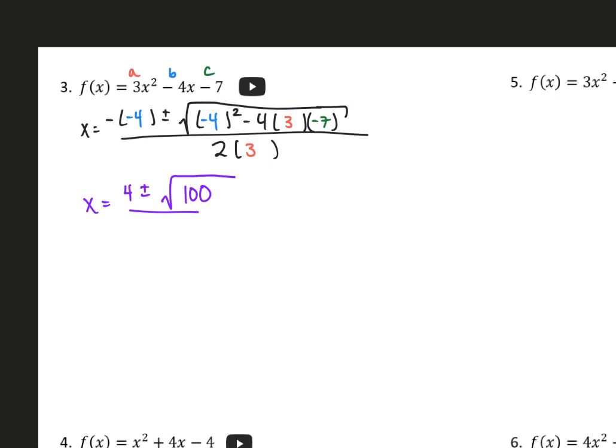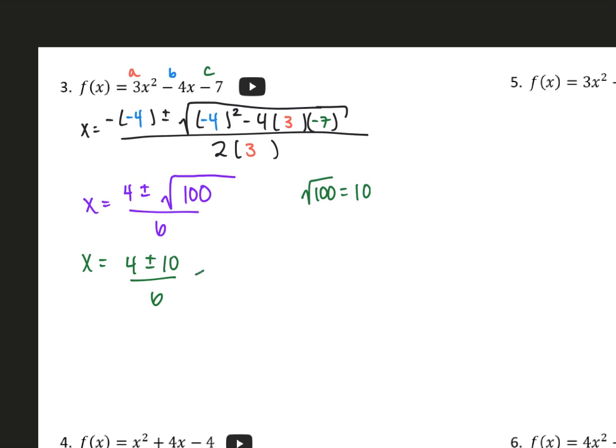And our denominator, 2 times 3, is 6. So now we're going to simplify it further. This is like the example from the notes. The square root of 100 is a perfect square, and that simplifies down to 10. So I have 4 plus or minus 10 over 6.